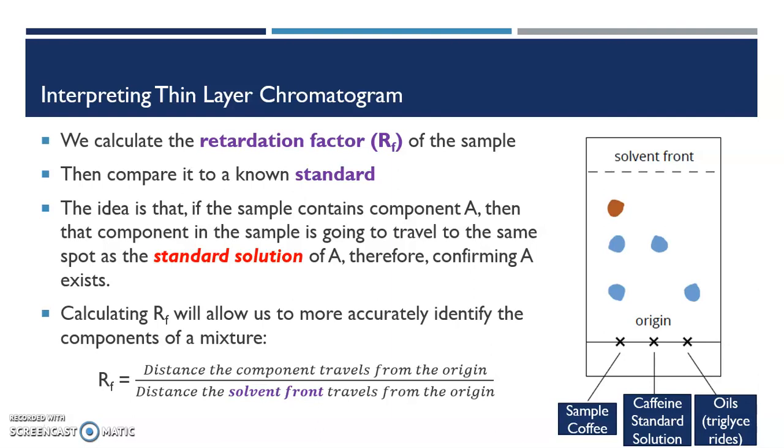We call it retardation factor. So how it works is actually quite simple. So the idea is that if the sample contains component A, for example, the sample coffee, right? We put it here, and then below there's solvent, and solvent will gradually come up, right? We also have a standard caffeine solution. Together also we have a known oil, or oil basically triglycerides.